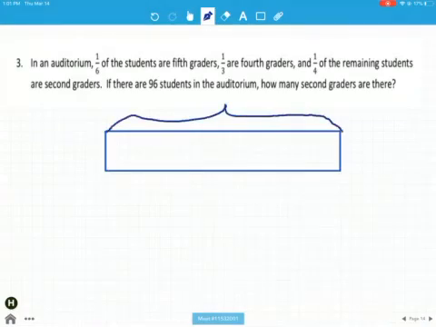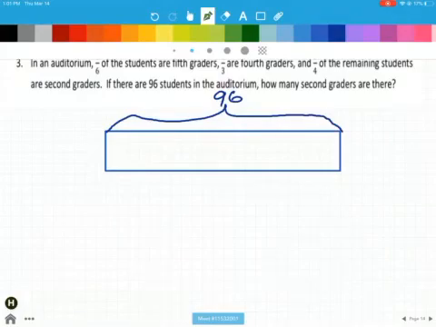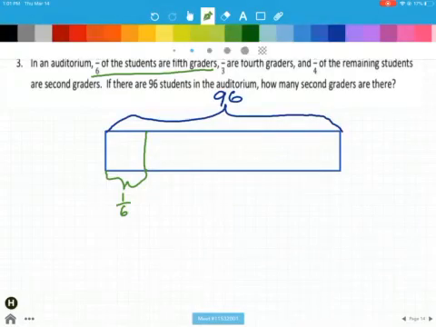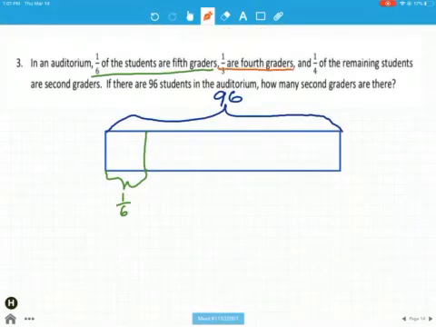And we know that if there are 96 students in the auditorium, how many are 2nd graders? So first, we know that in the auditorium, there's 96. We know that 1/6 of them are 5th graders. That's a small amount, so I'm going to put it over here. And that's 1/6. Okay. 1/3 of them are 4th graders. All right. Make that a little bit larger because I know that it is larger.